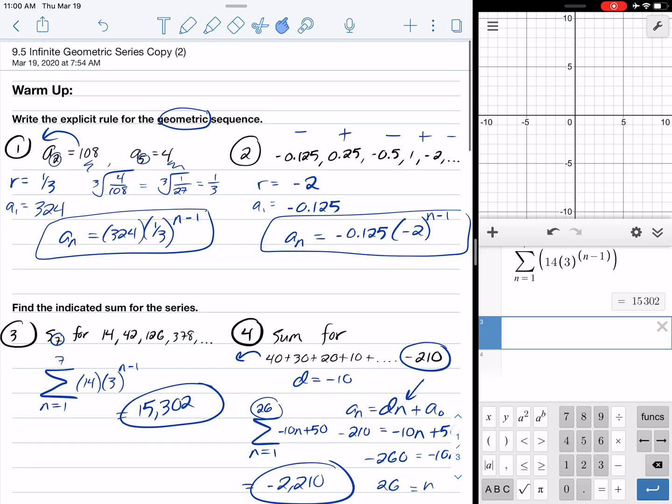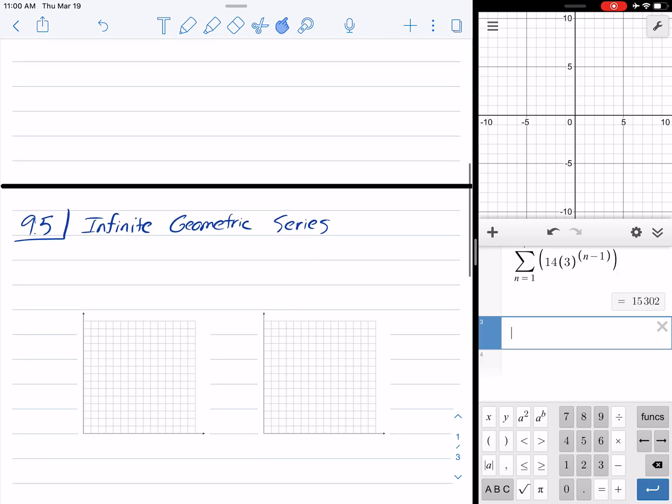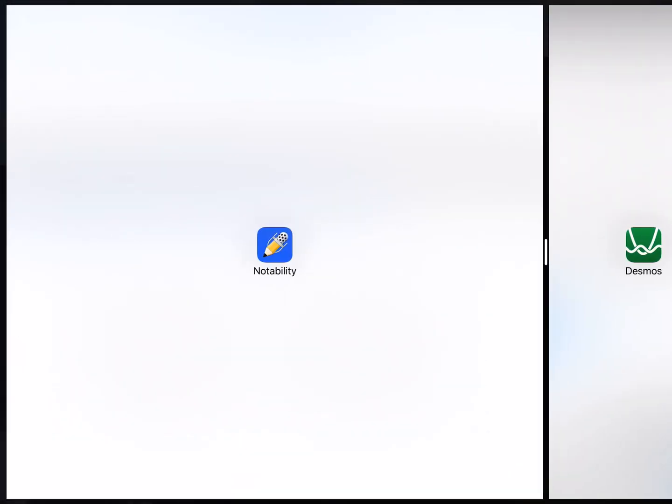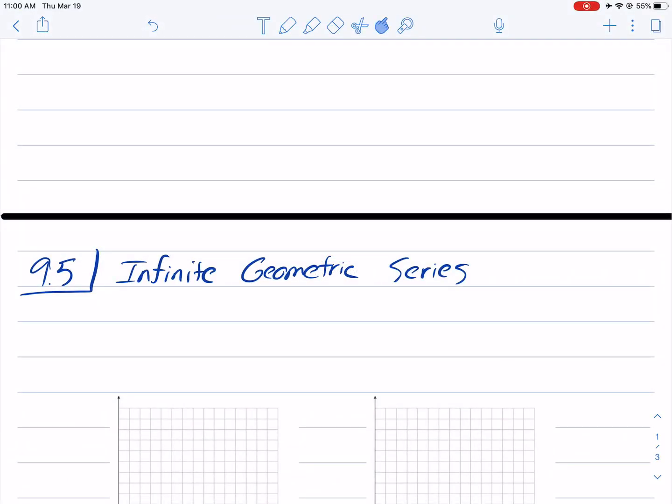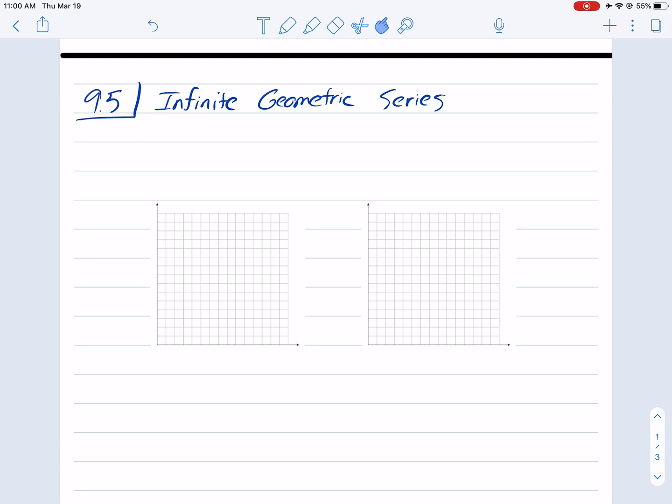Let's move on to our last lesson for this unit, which is infinite geometric series. So I'll let you guys get this written down. And we're going to start, you're going to want two graphs. So you can download these from Google if you want and just crop them and then paste them into your notes. You could also just use the graph paper option on Notability.